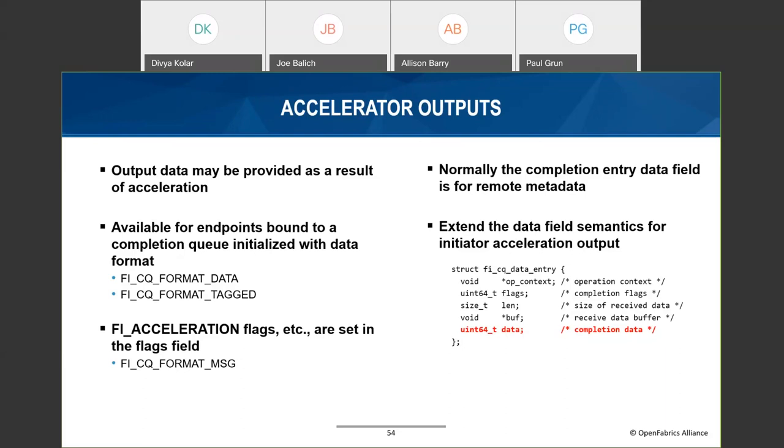And in addition, of course, on the receive side, you can still get a completion as part of the standard receive side completion, and the data is going to be posted along with the necessary fields on the receive side as well. So what we are doing is overloading, or extending the semantics of, this data field to contain the accelerator result. Next slide, please.